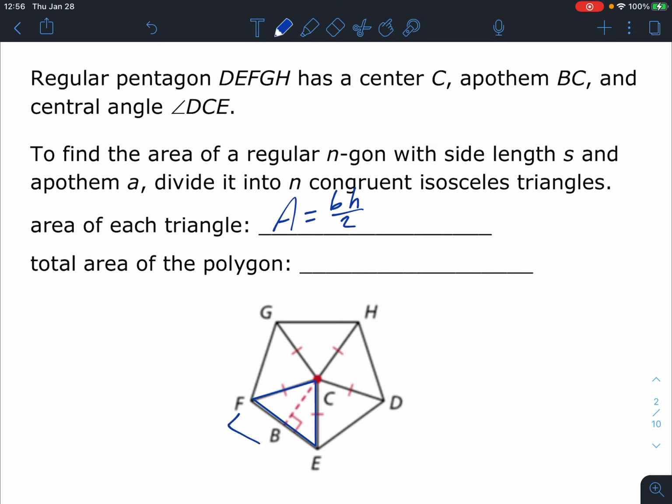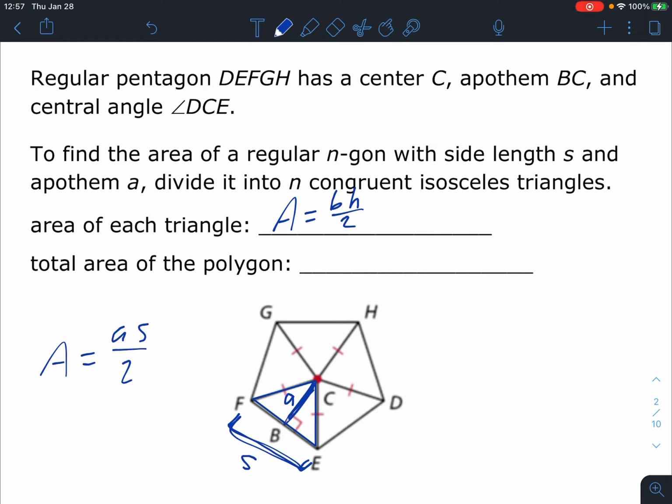Okay, the base would be FE, which is the length of one side, so we'll call that S. The height would be the apothem, so we'll call that A. So the area of that one triangle right there would be A times S over 2, the height times the base over 2. And then since there's 5 of these, we just multiply it by 5.